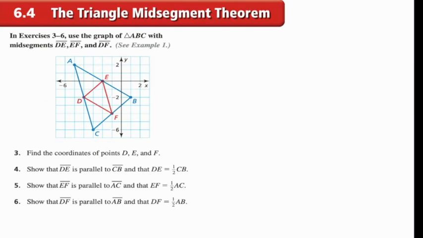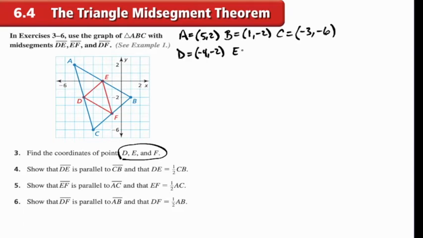We begin with problem 3, where we're asked to get the coordinates of D, E, and F. And while we're at it, I'm going to get the coordinates of A, B, and C, because we're going to need them all to verify the properties for these triangles and their midsegments. So now that we have these coordinates handy, we can go on and solve problem 4.